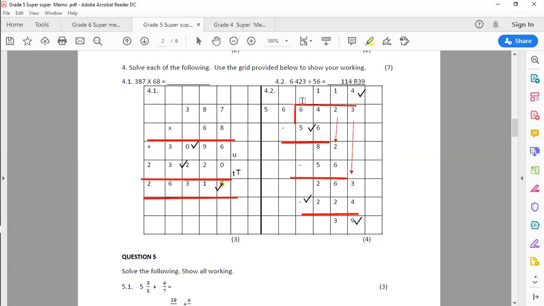I have 6,423 divided by 56. I hope we're following through and we're marking, because now you should be marking. You should be making notes as I'm making the notes here. As I'm saying what I'm saying, make notes as well, so that you don't make mistakes.